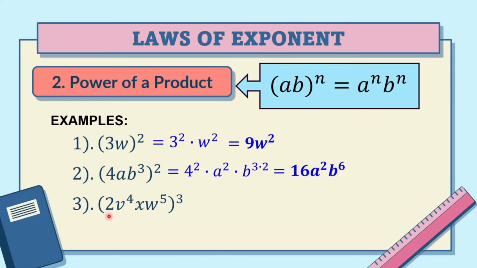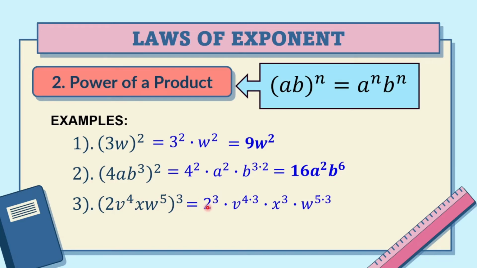Next, number 3, we have the quantity 2v raised to the power 4 x w raised to 5, quantity cubed. Okay, so we're going to distribute the cube to all the bases inside the quantity. So isa-isahin natin. We have 2 cubed.